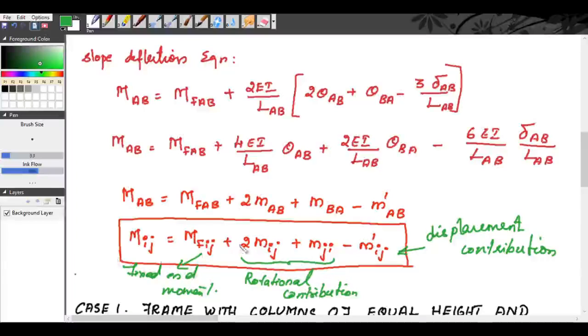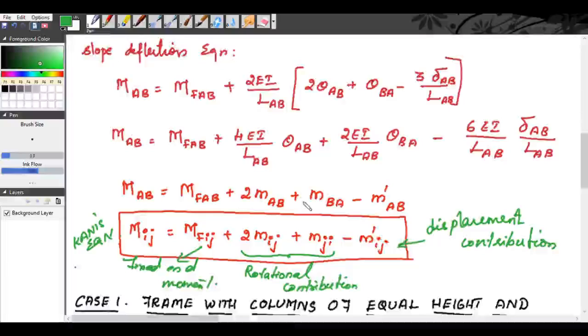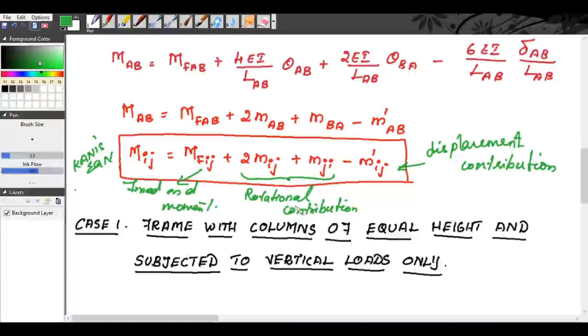So now this is Kani's equation, right? This is Kani's equation. Now this Kani's equation is nothing but the extension of slope deflection equation. The moment distribution equation was also an extension of slope deflection equation. Now Kani's equation is also an extension of slope deflection equation. So once you know this is the concept, now our aim is to find rotational contribution and displacement contribution. So how will we find that?